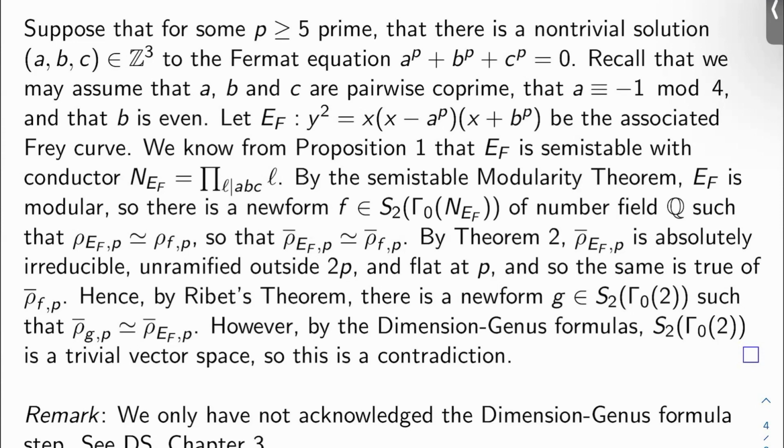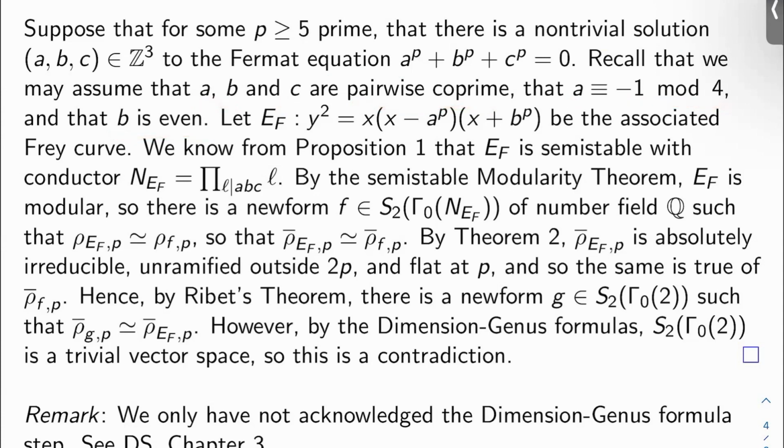We're going to go by contradiction. Remember, we only have to prove Fermat's last theorem for exponent prime and at least 5. That's what we've reduced the problem down to. So suppose that for some prime p bigger than or equal to 5, there is a non-trivial solution a, b, c over the integers to the Fermat equation a to the p plus b to the p plus c to the p equals 0. Recall, as we've discussed in previous videos, we can assume a, b, and c are pairwise coprime and that a is -1 mod 4 and that b is even.